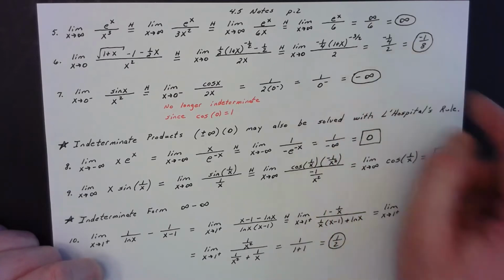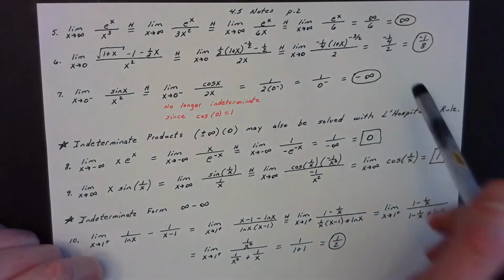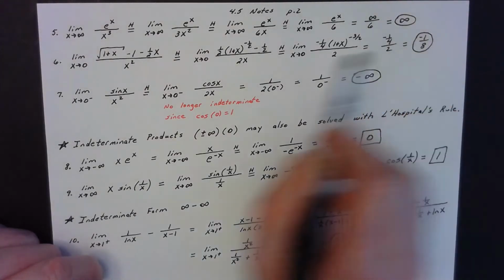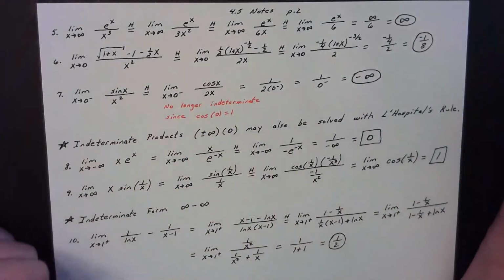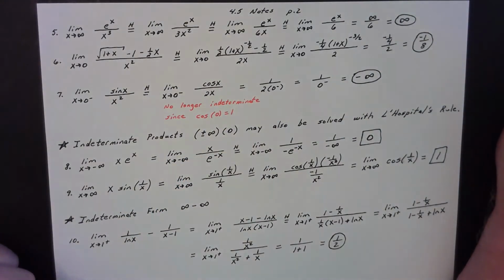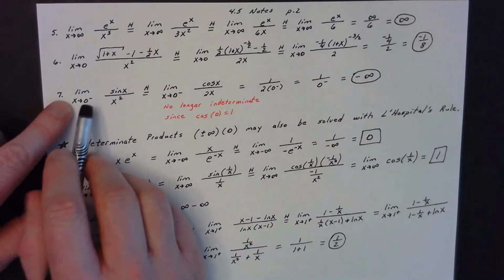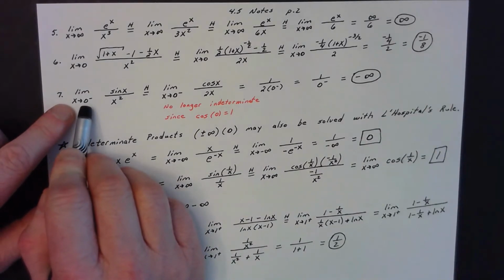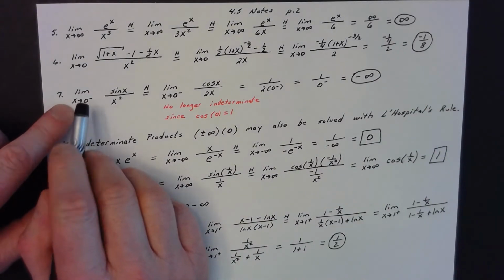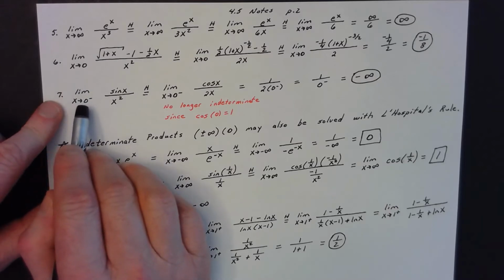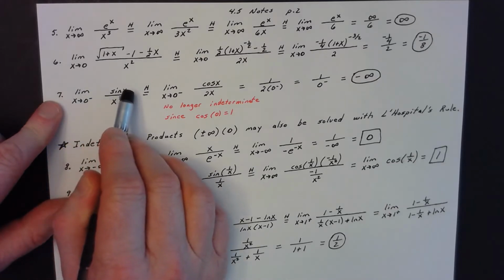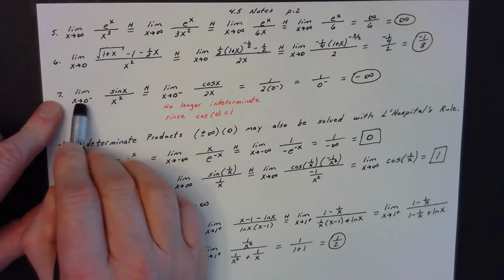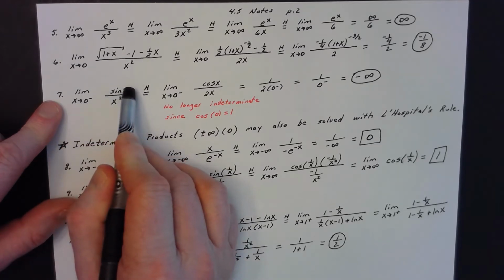The next one, and this is our first one we've seen, where you're going to really have to think about whether L'Hopital should be used or not. So when I go into the original problem, it should be used here. Why? I'm giving you the limit as x approaches 0 from the left of the sine of x over x squared. Well, sine of 0 is 0.